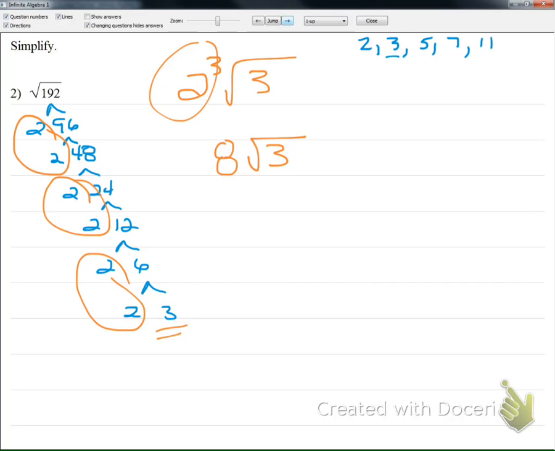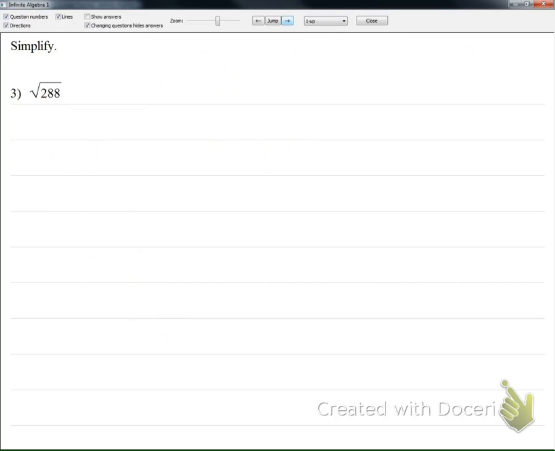Let's try another one. This is problem 3 on your guided practice. All right, 288, it's an even number, so I know it can be divided by 2. That's 144. You should be able to do that in your head. That can be divided by 2. Well, 14 divided by 2 is 7, and then 4 divided by 2 is 2, so 72. 72 divided by 2.